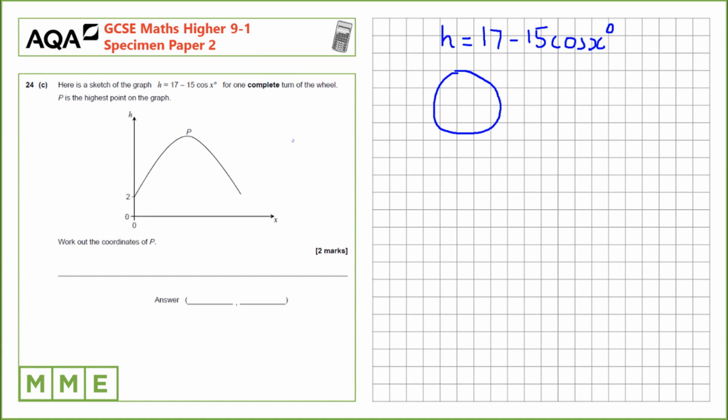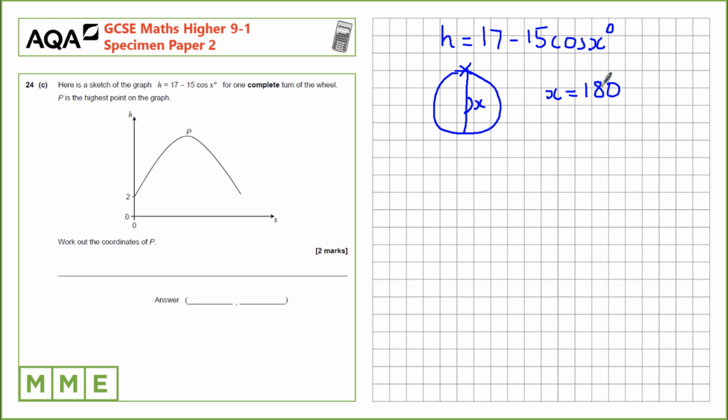Question 24c. Here is a sketch of the graph h equals 17 minus 15 cos x for one complete turn of the wheel. P is the highest point on the graph. Work out the coordinates of P. So the wheel starts turning here from the bottom, and it turns anti-clockwise all around the circle until it returns to 2. And we can see that from the graph. It starts at 2, and it goes up to the highest point, and then returns to 2. We know the highest point is up here, which if we're thinking in terms of our angle x has to equal 180 degrees at the highest point of the circle.